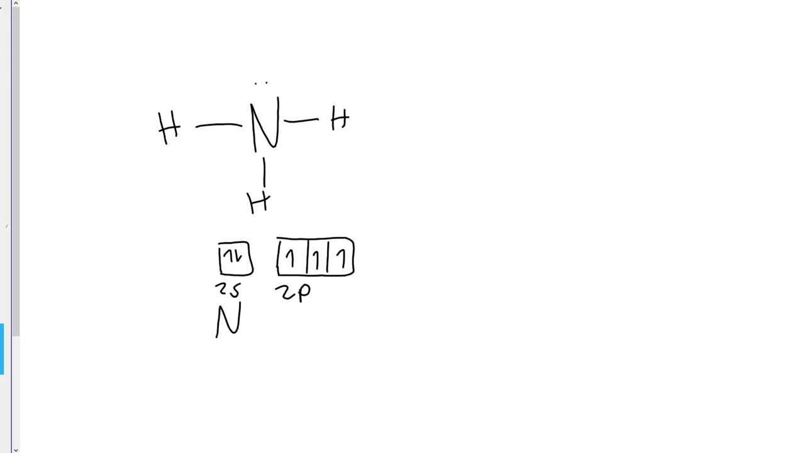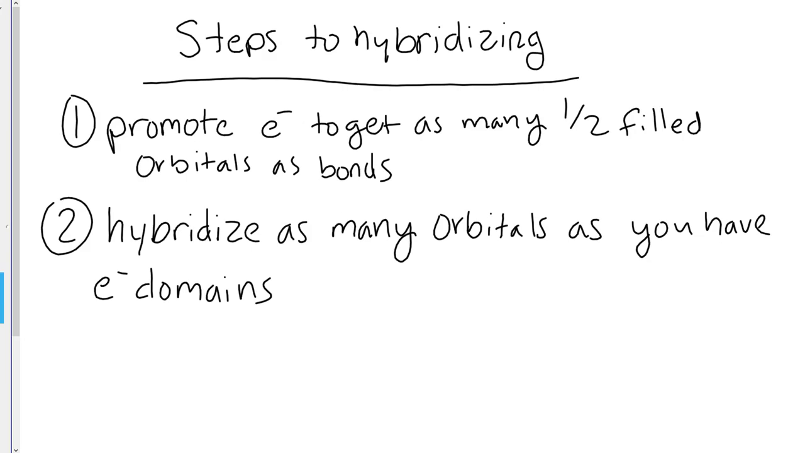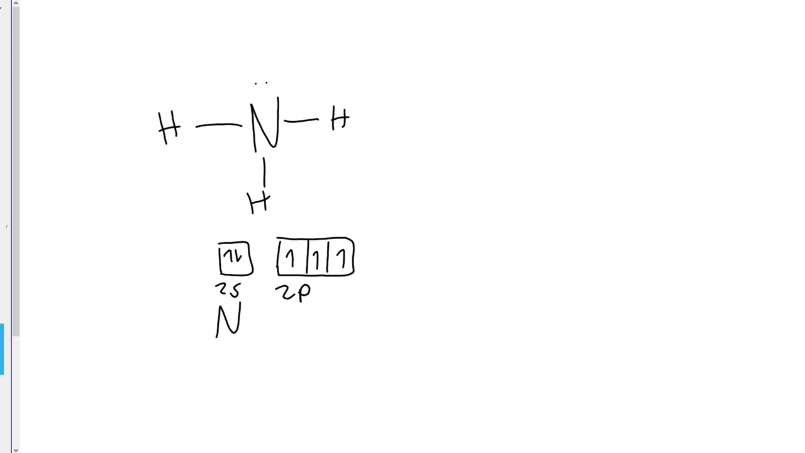So first step of hybridizing is to promote electrons to get as many half-filled orbitals as bonds. Do I need to promote anything here? Why? How many bonds do I have? I have 4 electron domains, but how many bonds? 3. I've only got 3 bonds. Do I have 3 places for them to bond? Yes. So why bother with hybridizing theory? It's because of the bond angles.